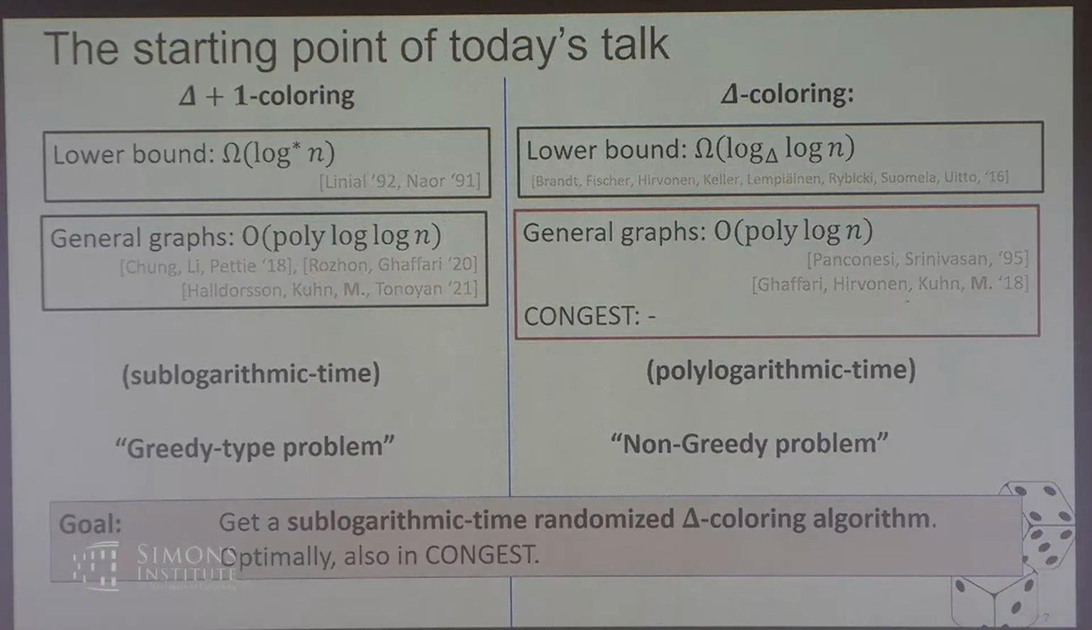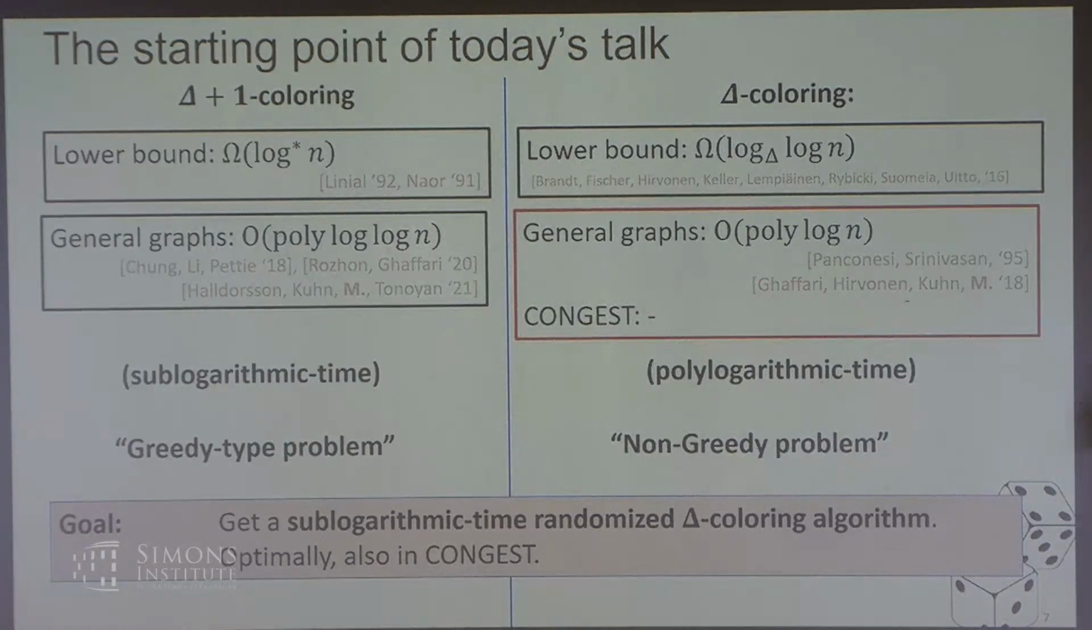So what we wanted to answer here, and we thought we would just write one paper on this and be very quick, was to just get a sublogarithmic time delta coloring algorithm that optimally also works in the CONGEST model. Yeah. So let me give you a bit more background because I get this question quite often.